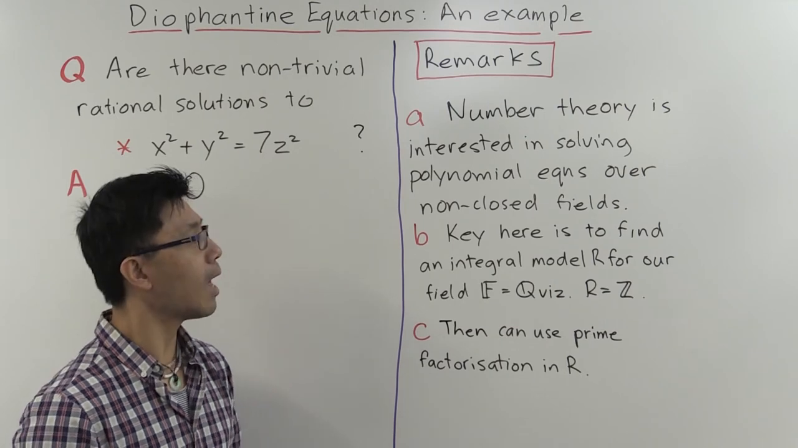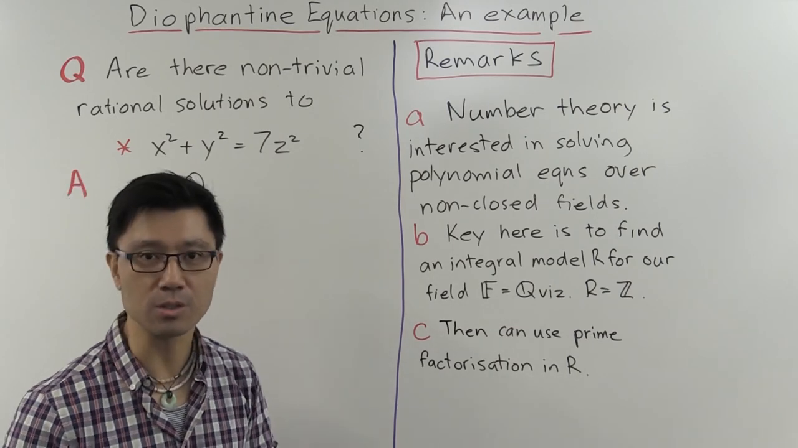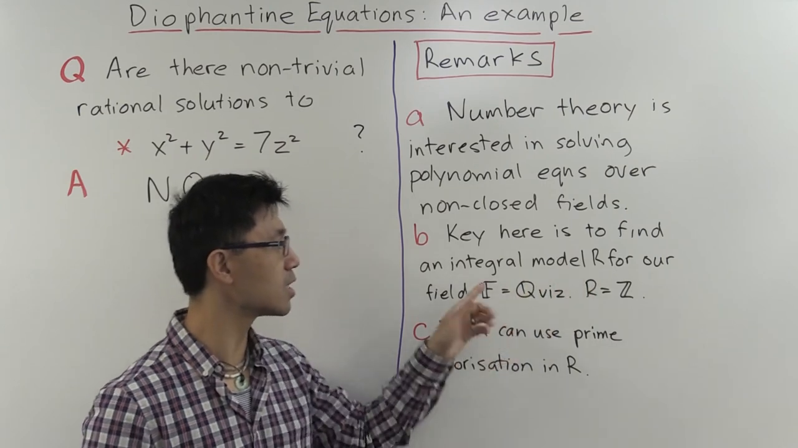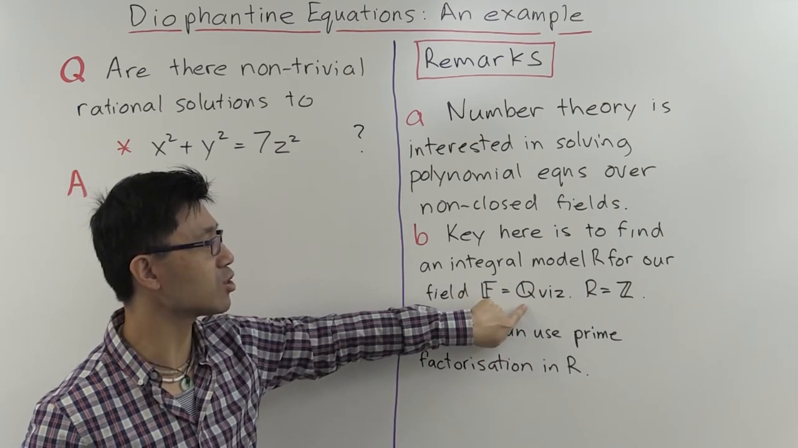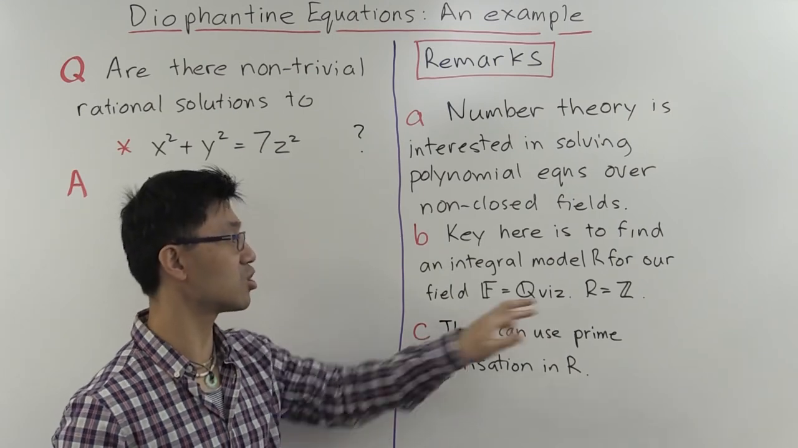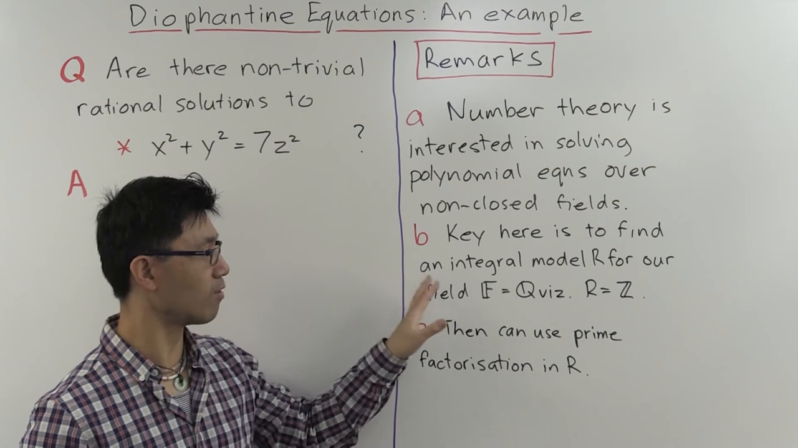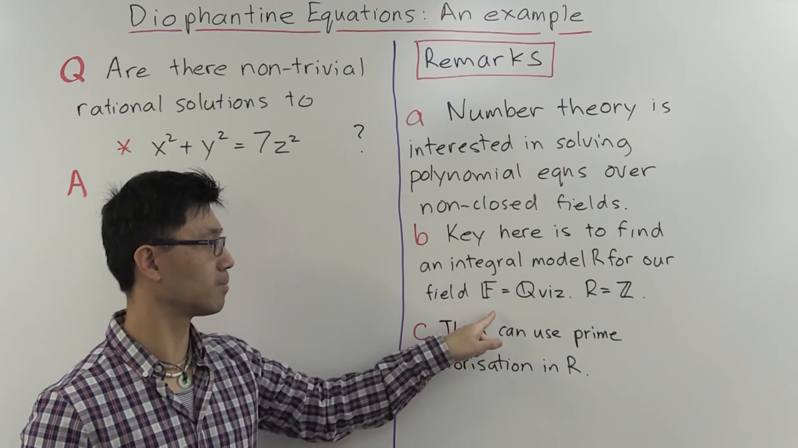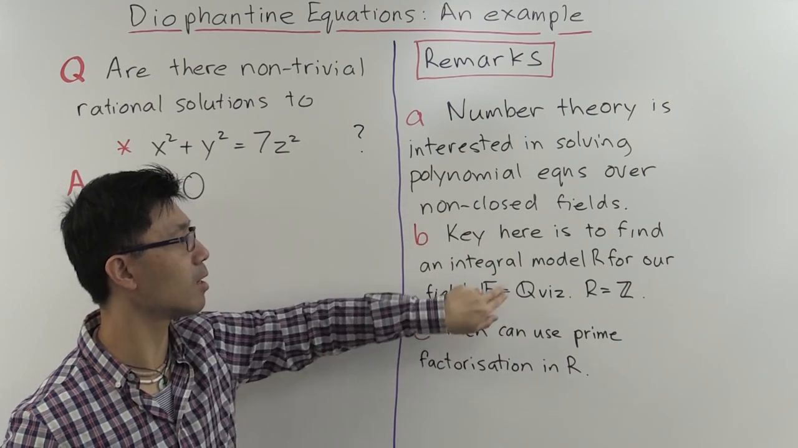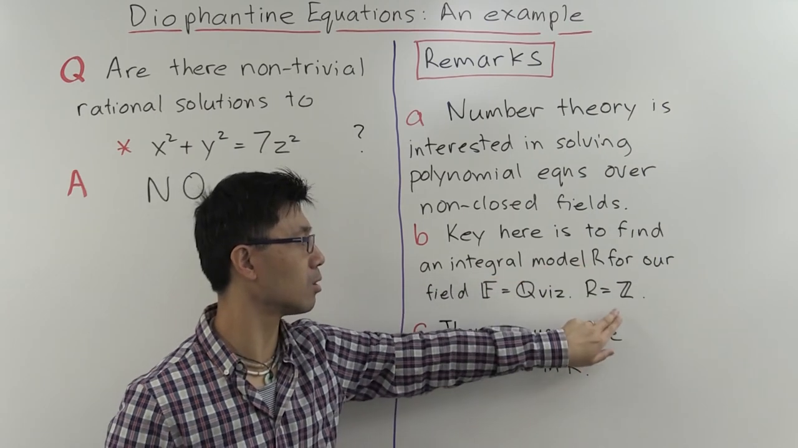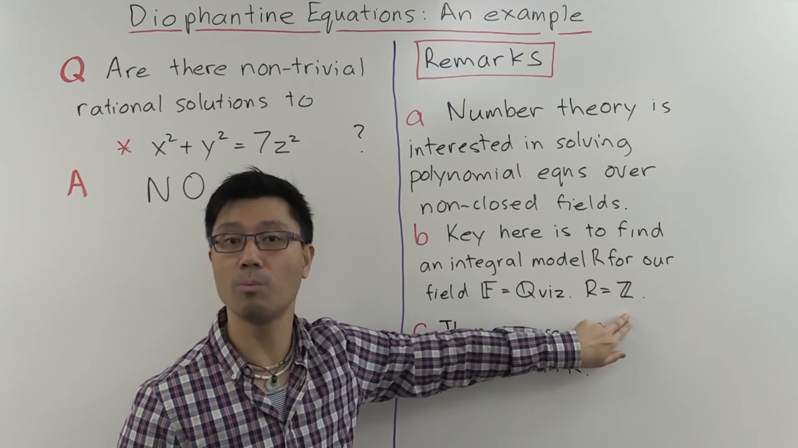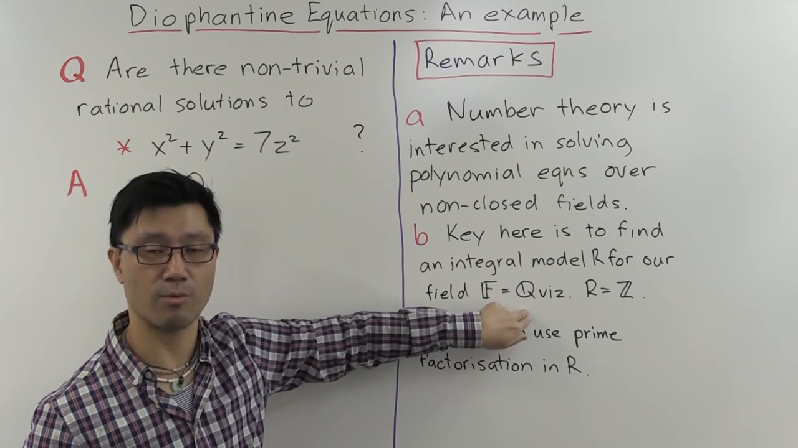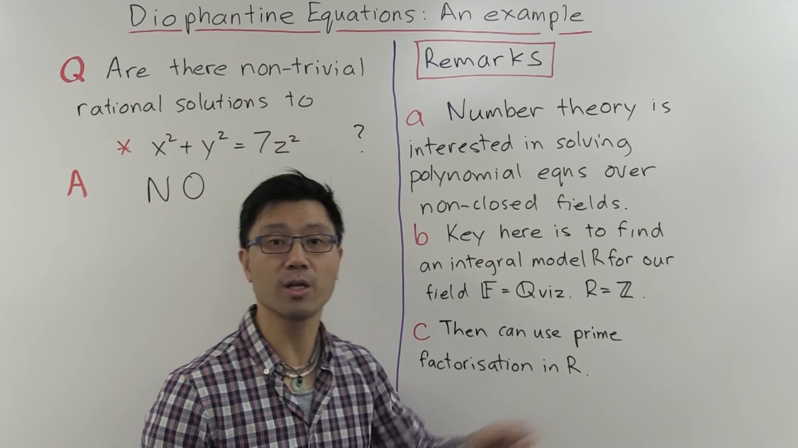So that's the first thing. The second thing was, well, how do we actually go about showing that there were no solutions? The key here was to modify the equation so that we weren't looking for solutions over the rationals, but rather we were looking for integer solutions. So in more general parlance, that means that we want to look at an integral model R for our field. So in general, you want to solve over some field F, and here we want to look at some integral model, in this case the integers, and by integral model we mean that the field of fractions of this Z is this field here, in this case, the rational numbers. So these things are strongly related to each other.